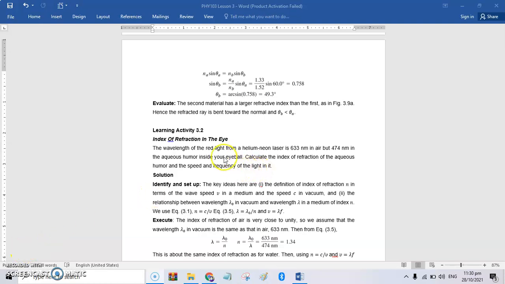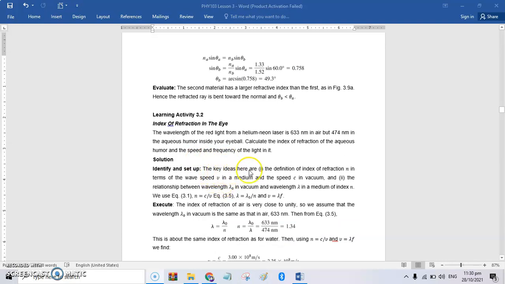And lastly, for learning activity 3.2, entitled Index of Refraction in the Eye. The wavelength of the red light from a helium neon laser is 633 nanometers in air, but 474 nanometers in the aqueous humor inside your eyeball. Calculate the index of refraction of the aqueous humor and the speed and frequency of the light in it.